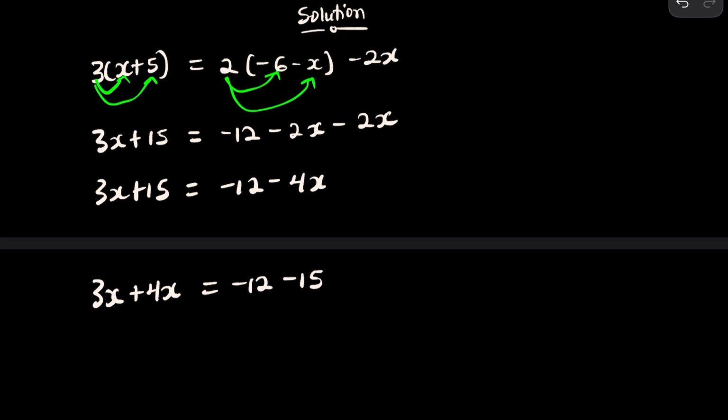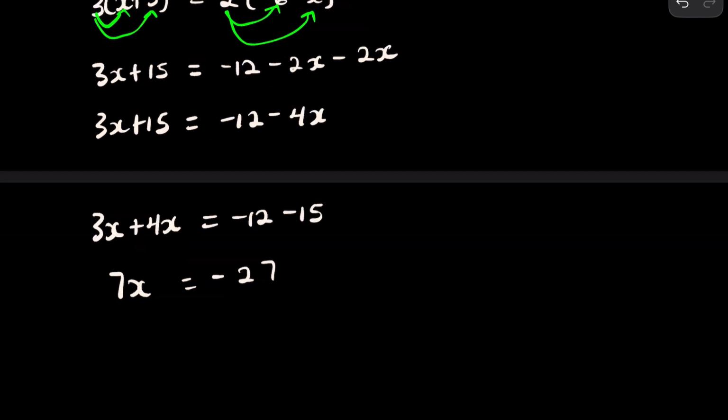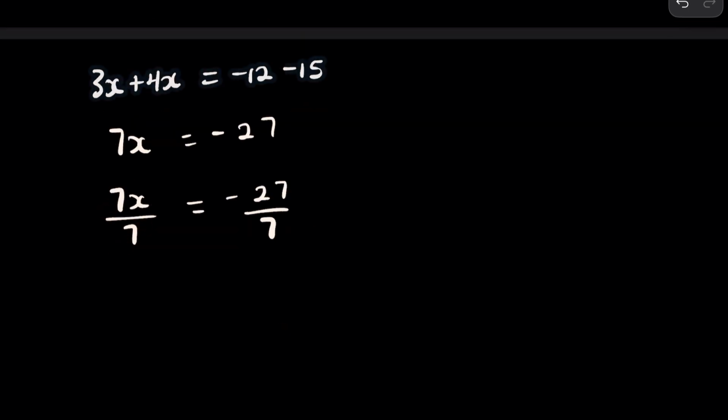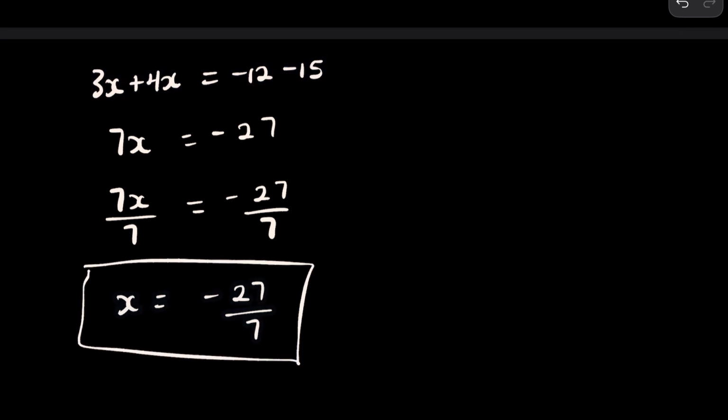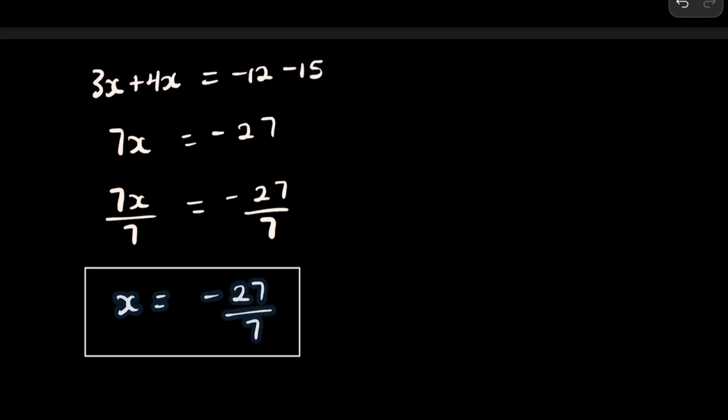Now 3x plus 4x is going to give us 7x, and also minus 12 minus 15 is going to give us minus 27, right? So our goal is to solve for x. And so we divide through by the coefficient of x, which is 7 in this case. So 7x divided by 7 is equal to minus 27 divided by 7. 7 will cancel 7, so you're going to have x is equal to minus 27 on 7. So this is our value for x.